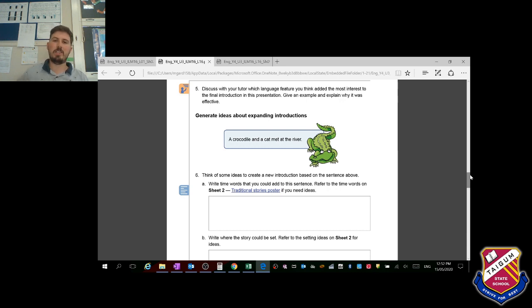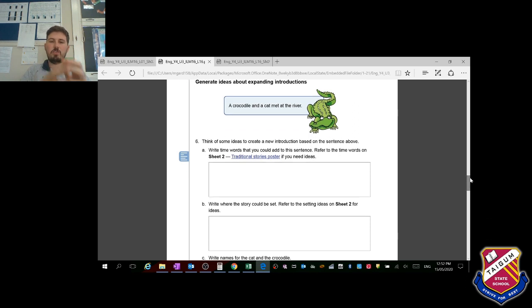Now you're going to generate some ideas about expanding your introduction. So we expand our introductions by adding in noun groups and verb groups to give more description. So you're going to think of some new ideas to create a new introduction based on the sentence above, which is a crocodile and a cat met at a river. So that's what your traditional story is going to be based on.